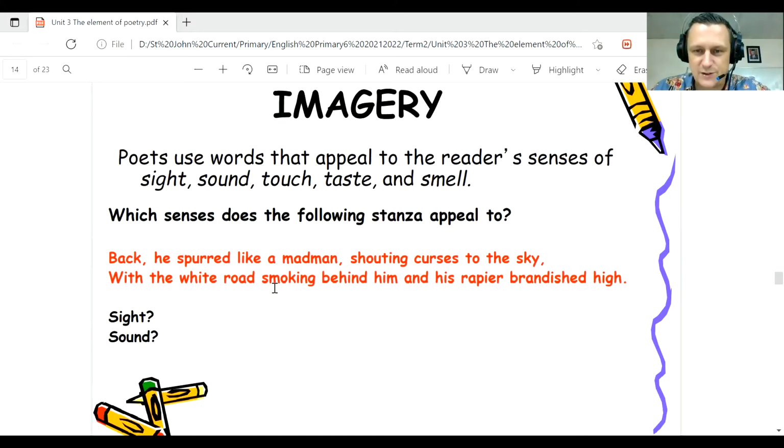Back he spurred like a madman, shouting curses to the sky, with the white road smoking behind him.